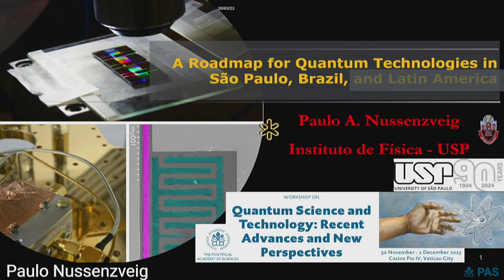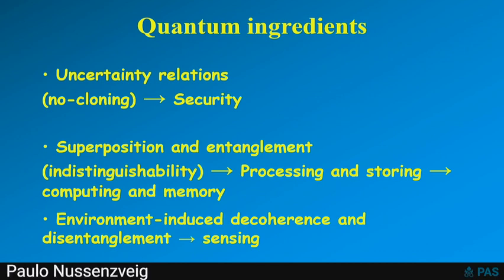We've all heard here, at this wonderful workshop, about the ingredients that come into this new revolution in quantum sciences and technologies: uncertainty relations, no cloning, and help for security, superposition, entanglement, indistinguishability, which give us abilities to process and store information, environment-induced decoherence and disentanglement, as Louise told us about, which is very interesting for sensing.